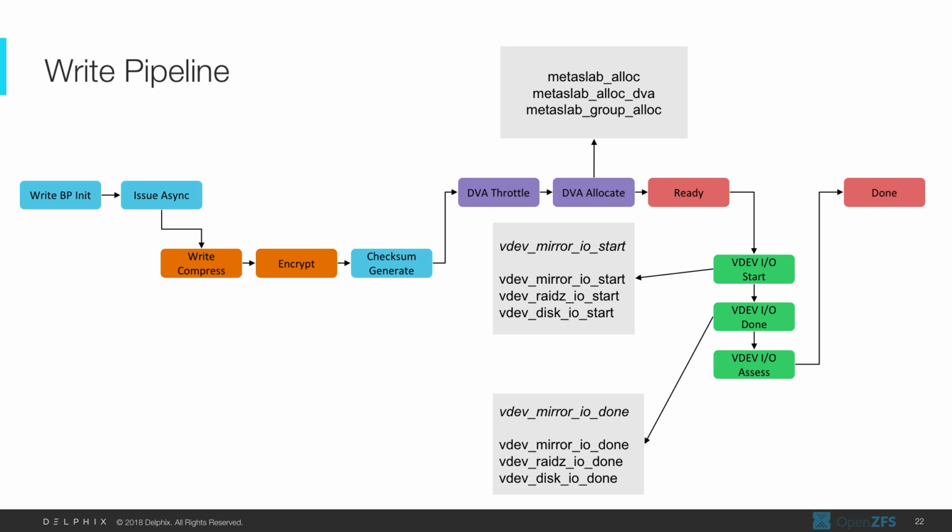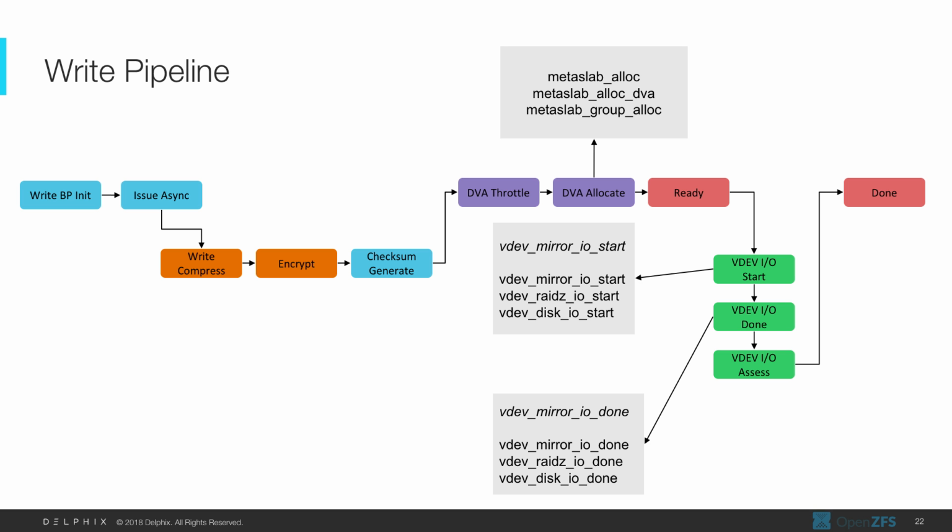It's also worth noting here that I mentioned how DVA allocate contacts the metaslab code. This is where we're going to go do our copy on write. The VDEV layer here is going to contact one of these functions. And chances are it's going to contact more than one of these functions.